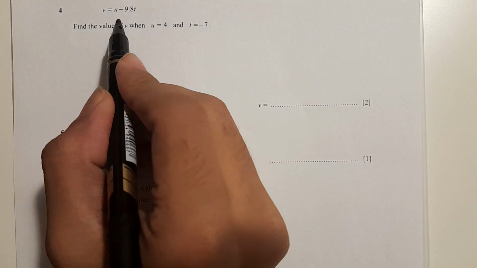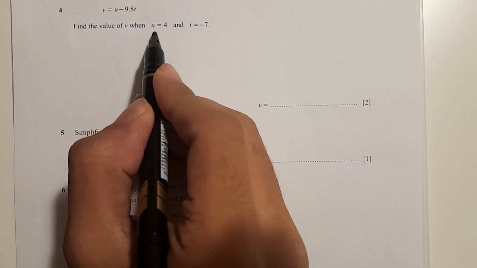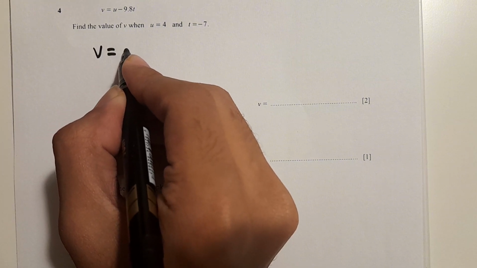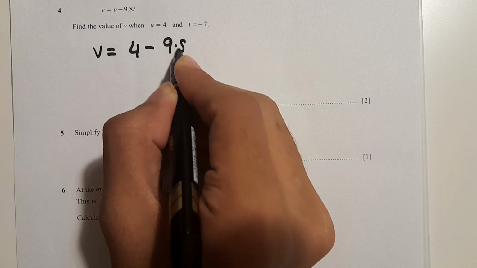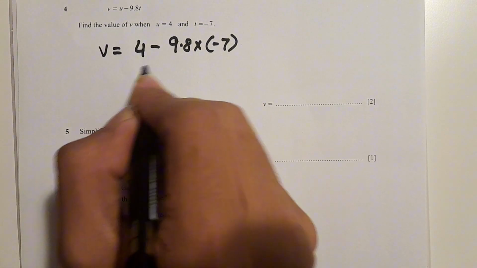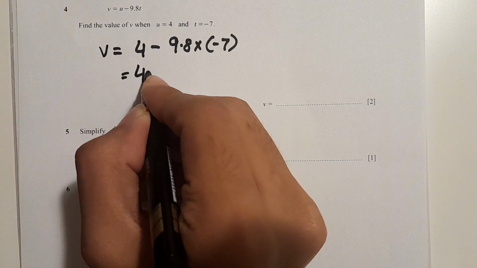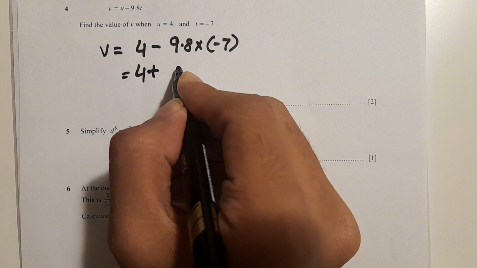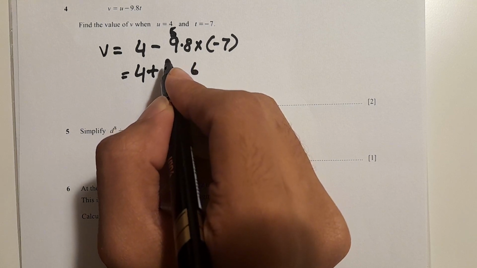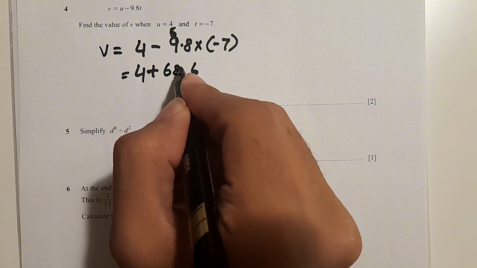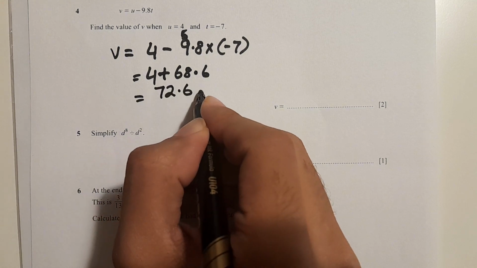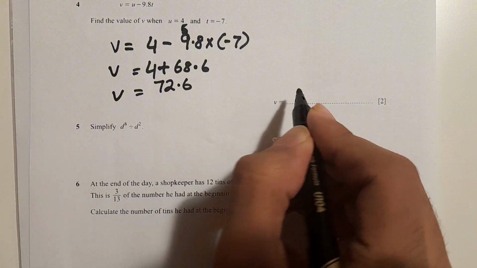Question 4 states V is equal to U minus 9.8 T. Find the value of V when U is 4 and T is minus 7. So we will write V is equal to U, which is 4, minus 9.8 multiplied by minus 7. By doing this, we will multiply 7 by 9.8, and minus times minus is plus. 7 8s are 56, 7 9s are 63, 63 plus 5 is 68. So 68.6 plus 4 will be 72.6. So the value of V is 72.6.